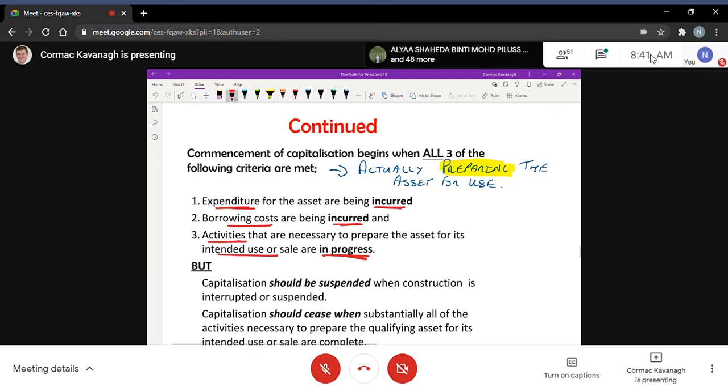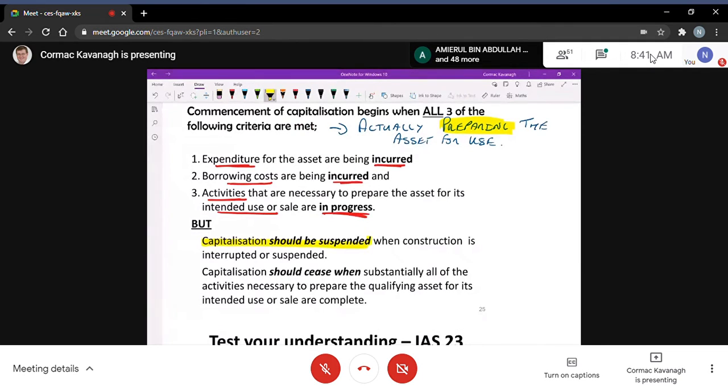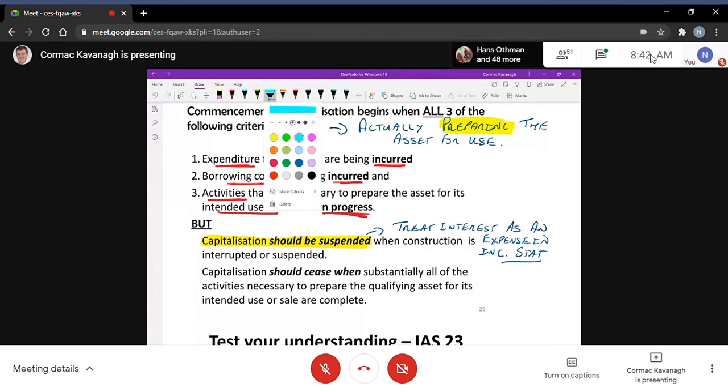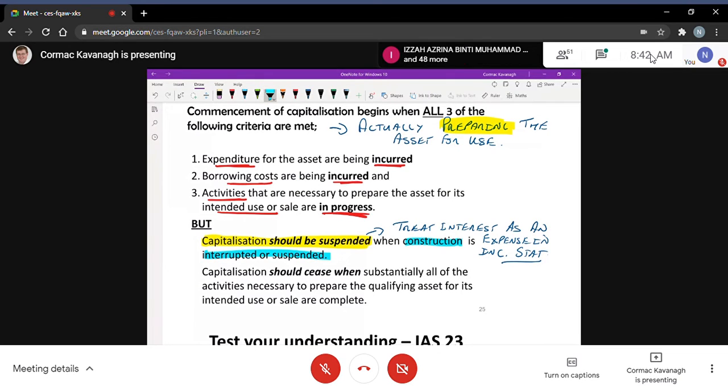So the second part of the notes goes on to tell us capitalization should be suspended. That means the alternative is to treat interest as an expense in the income statement. That's the alternative. It should be suspended when work has been interrupted. So construction is interrupted or suspended, and it should cease when the activities necessary for use or sale are complete.